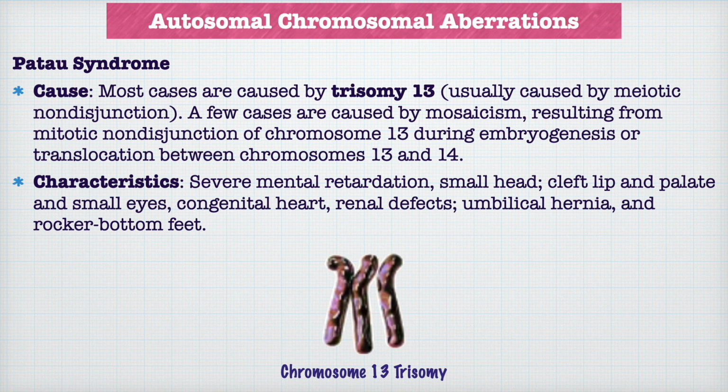Autosomal chromosomal aberration, Patau syndrome. Individuals with Patau syndrome have severe mental retardation, small head, cleft lip and palate, small eyes, congenital heart and renal defects, umbilical hernia, and rocker bottom feet. Most cases of Patau syndrome are caused by trisomy 13. Dr. Klaus Patau and Dr. Eva Thurman ascertained the chromosomal nature of the Patau syndrome in 1960. The disease is named so in Patau's honor.